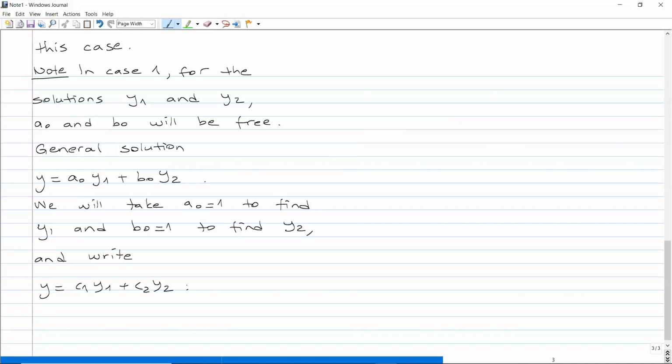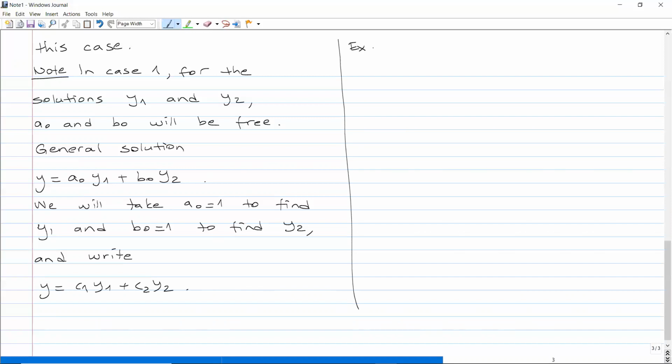You see, y1 and y2 are explicit solutions, not the general solution, but just one solution. So we are allowed to take the number a0 to be 1. It will give us a solution. And for the second one, we are going to take b0 to be 1 to find the second solution, and then write the general solution as their linear combination.